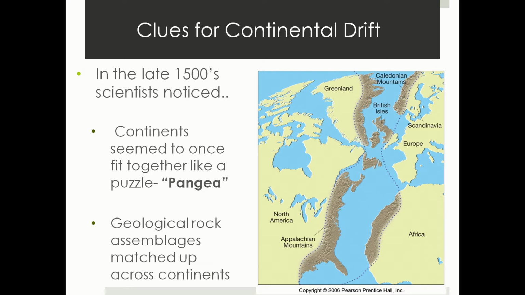In the late 1500s, scientists started to notice that continents seemed to fit together like a puzzle. You can see in this picture how it looks like the tip of Africa matches up with the edge of North America, and geological rock assemblages match up across continents. You could find two halves of the same rock formations on either side of the Atlantic Ocean. The only way this could occur is if the continents were together at the time of formation and then moved apart.